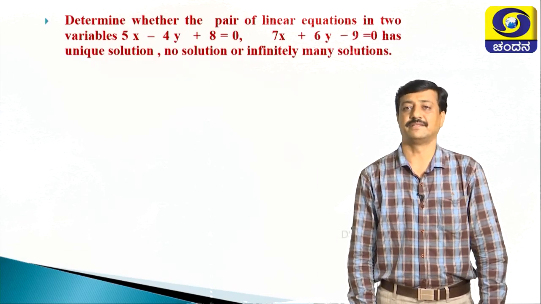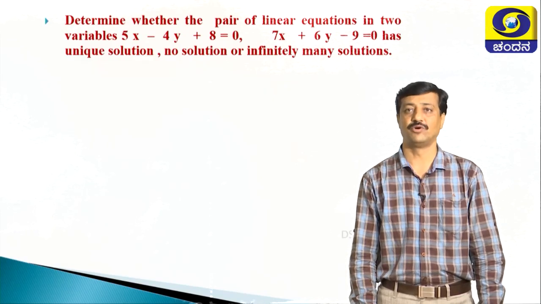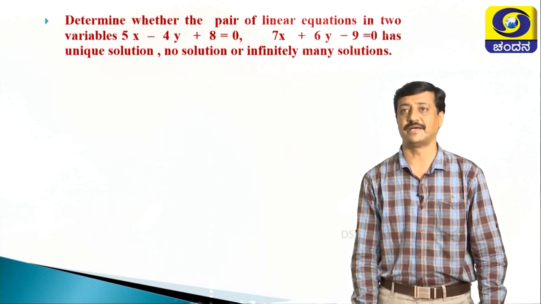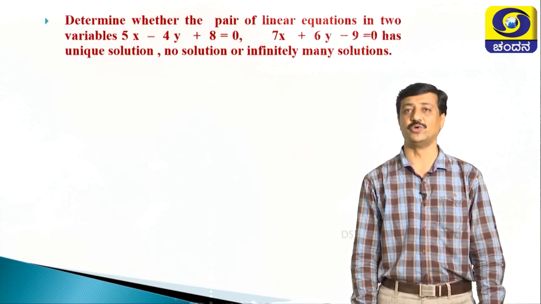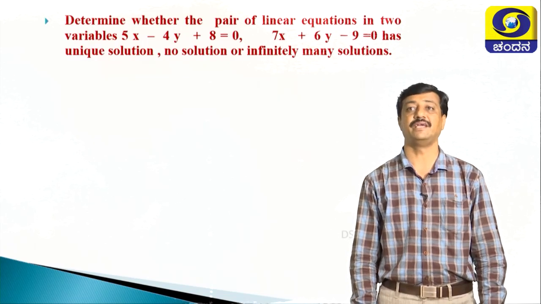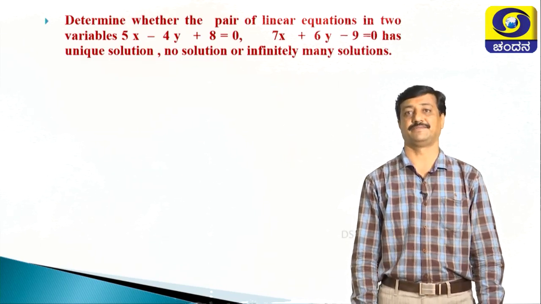Determine whether the pair of linear equations in two variables 5x minus 4y plus 8 equal to 0, 7x plus 6y minus 9 equal to 0 has a unique solution, no solution, or infinitely many solutions. We have to determine the type of solution for the given pair.